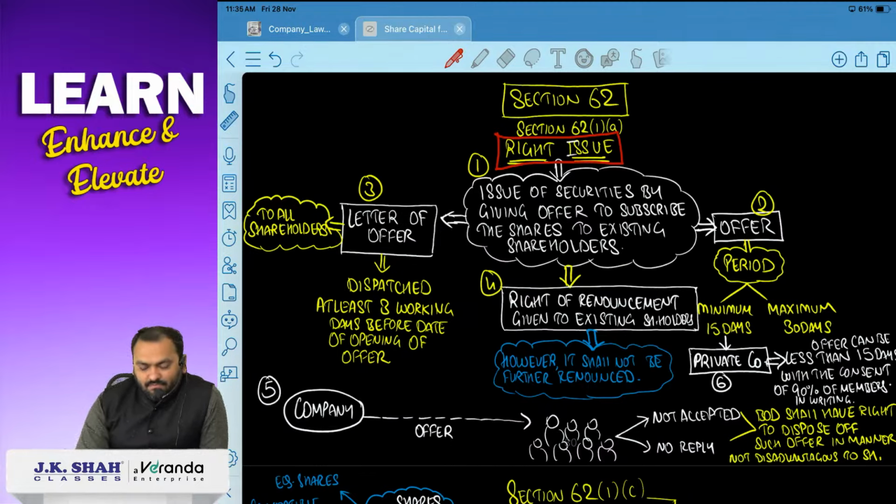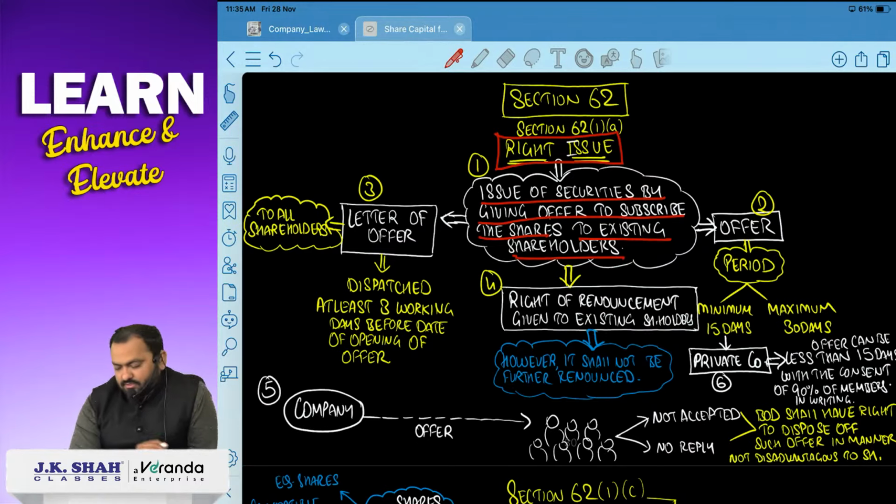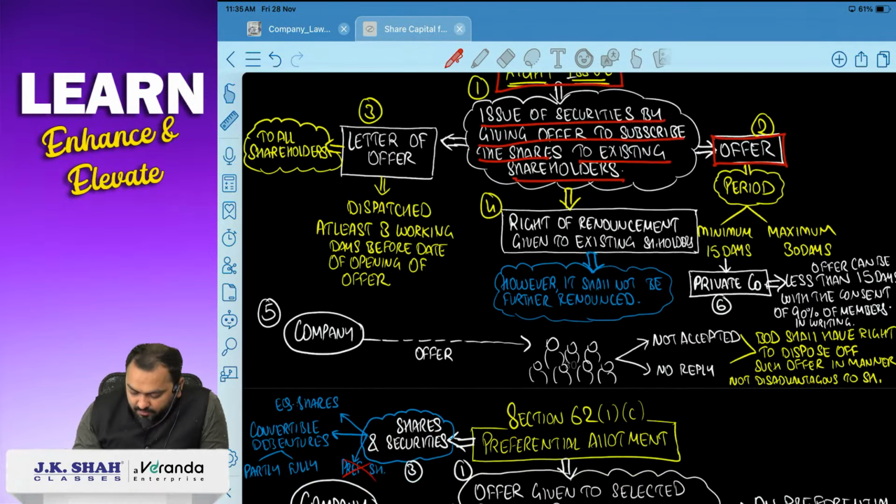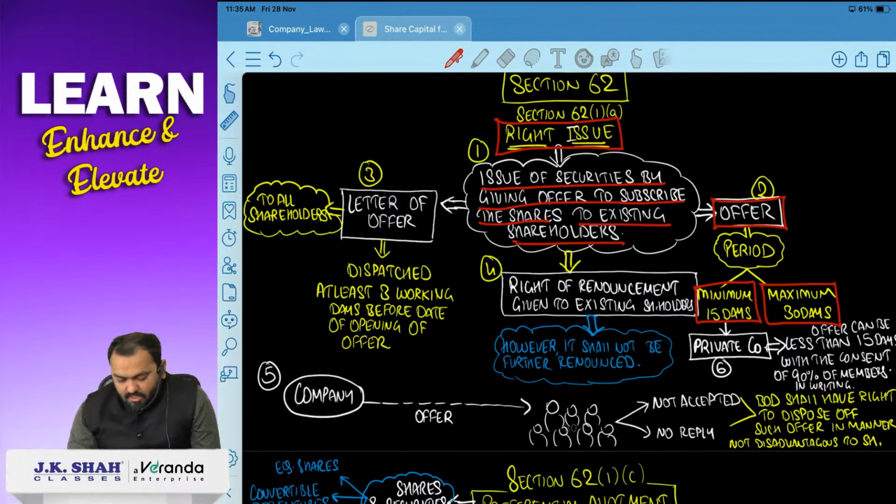Right issue. So it is issue of securities by giving offer to subscribe the shares to existing shareholders. Offer is made to the existing shareholders, correct? First point is done. This was meaning. Second, when this offer is made to the existing shareholders, this offer shall be open for a period of 15 days minimum and maximum 30 days. Again, this is in line with your module. Then offer shall be open for a particular period of time. Minimum period for which the offer shall be open is 15 days and maximum period is 30 days.